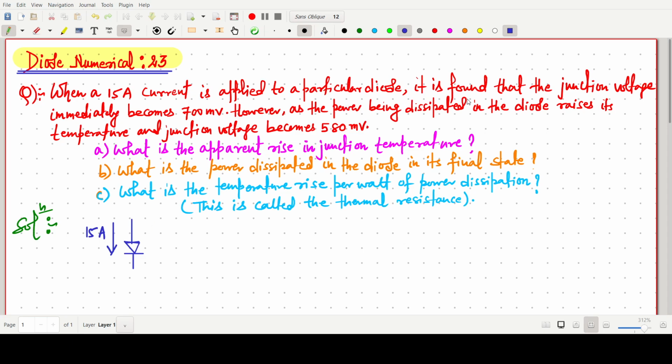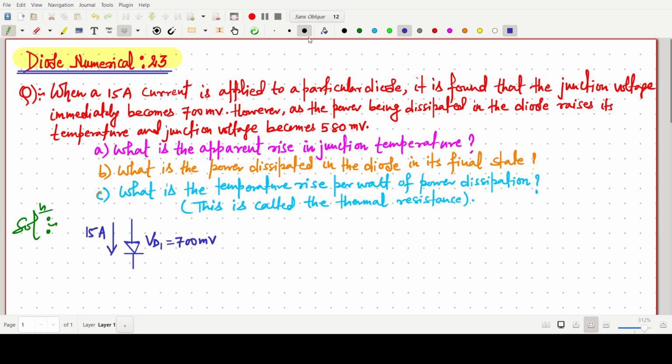It is found that the junction voltage immediately becomes 700 millivolt when this 15 ampere current is applied to this particular diode. However, as the power being dissipated in the diode raises its temperature, after a certain time the diode voltage becomes 580 millivolt.